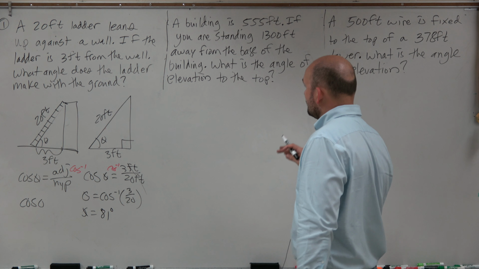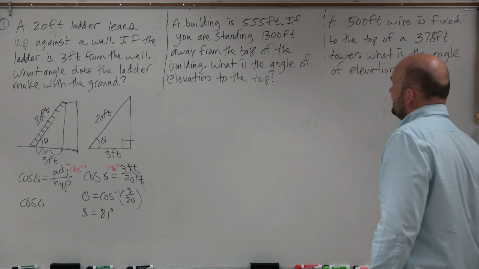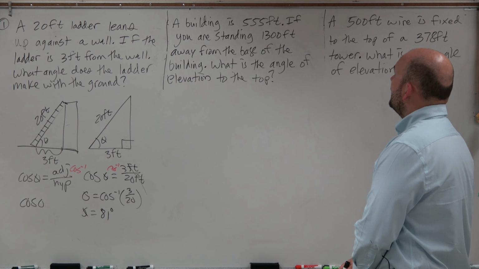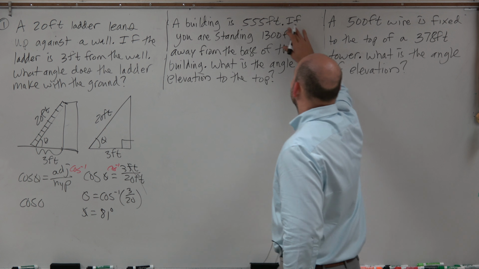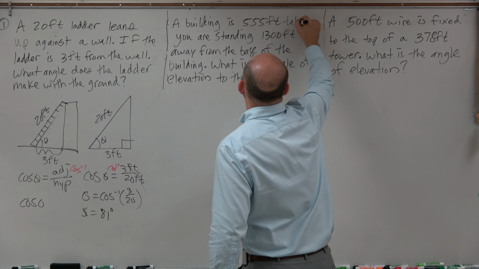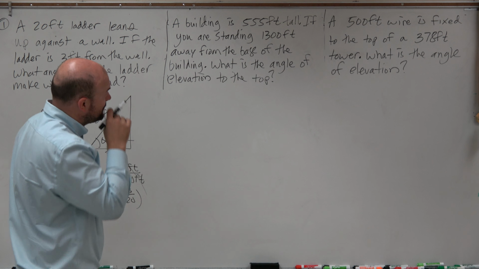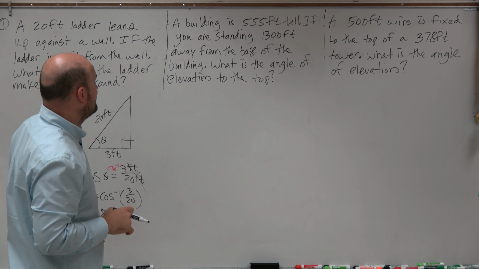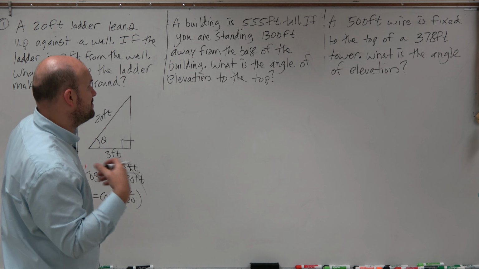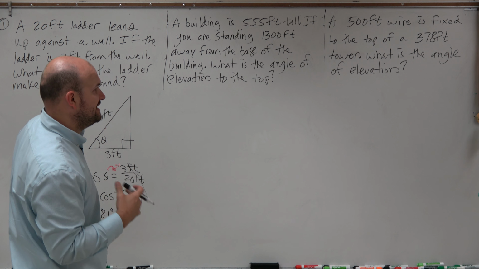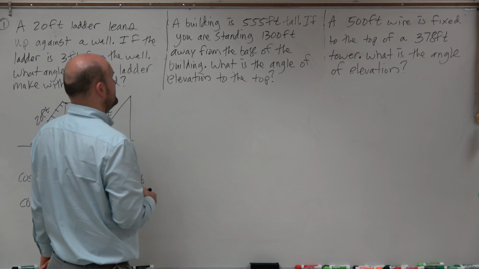All right, in the next one, it says a building is 555 feet tall. If you are standing 1,300 feet away from the base of the building, what is the angle of elevation to the top? All right, I guess we have 2 angles of elevations.